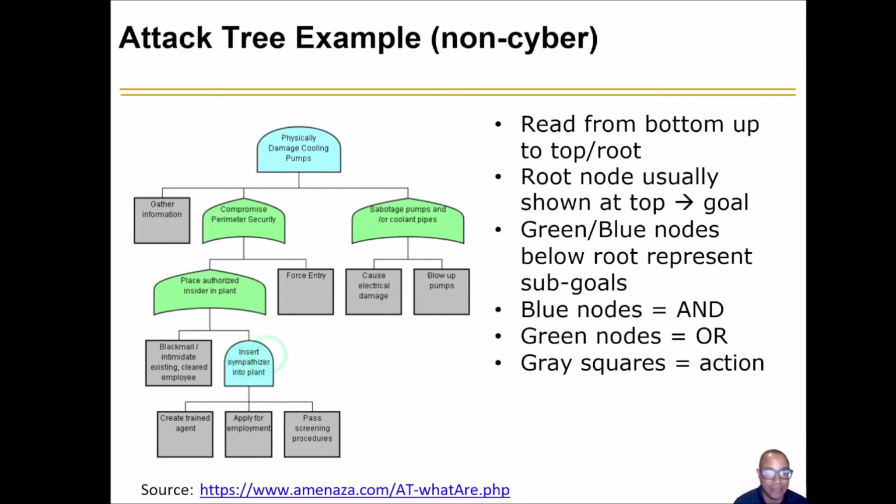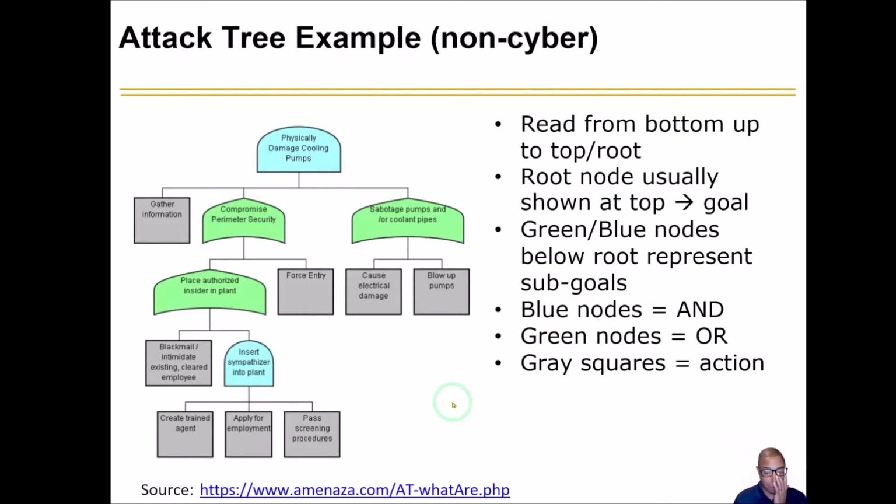So we're asking here if a sympathizer was inserted into our plant. Underneath this AND operator, you'll notice that there are a couple of actions or behaviors that would be satisfied or not. Under here, we have three. We have create a trained agent, so somebody was trained to be an agent. Someone has applied for employment at the plant, and whether or not that person has passed screening procedures to be an employee at the plant. All three of these conditions must be satisfied in order to have this AND operator be true, because it's an AND operator. Again, AND operators require all inputs to be true.